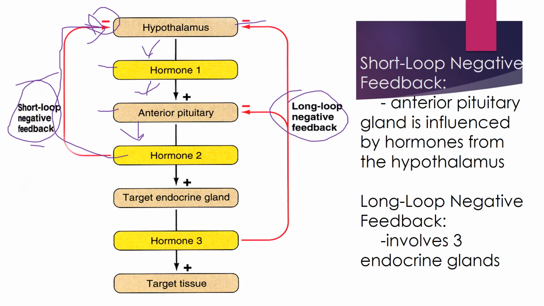A long loop might include this same process of the short loop. However, the second hormone is going to its target endocrine gland to induce a third hormone to be stimulated and released, and finally have an effect on the target tissue. And so the third hormone that's released from one of the endocrine glands is then going to inhibit either the hypothalamus from producing more of this hormone or the anterior pituitary from releasing its hormone.